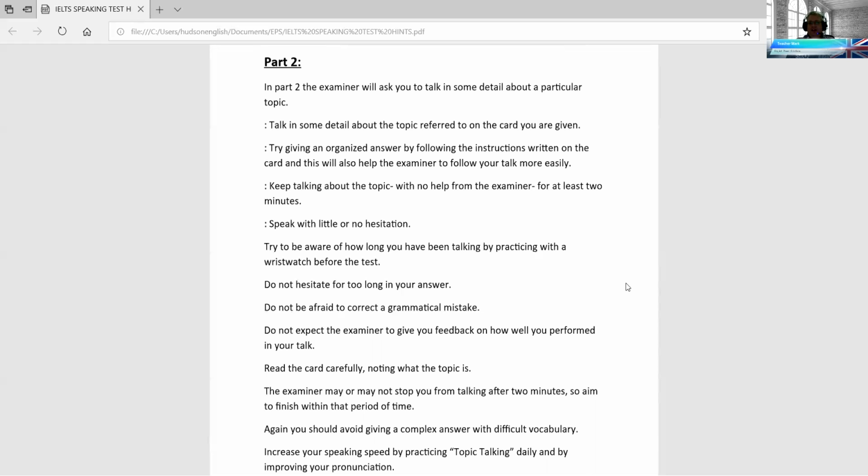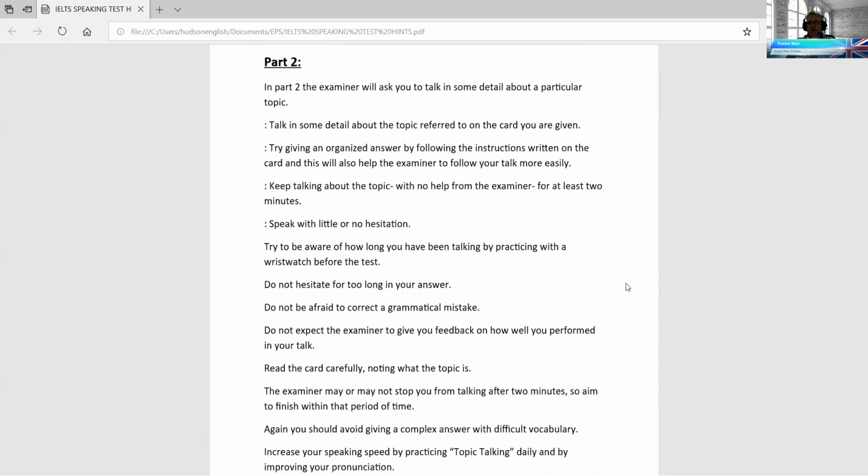Try giving an organized answer by following the instructions written on the card, and this will also help the examiner follow you talk more easily. Keep talking about the topic with no help from the examiner for at least 2 minutes. It is 1 to 2 minutes. If there's more people in the test center, it'll probably only be about 1 minute. And the examiner may stop you talking, so don't worry if they do this. It's not because you're doing badly. It might be because they want to move on. They've heard enough to gauge your skill.